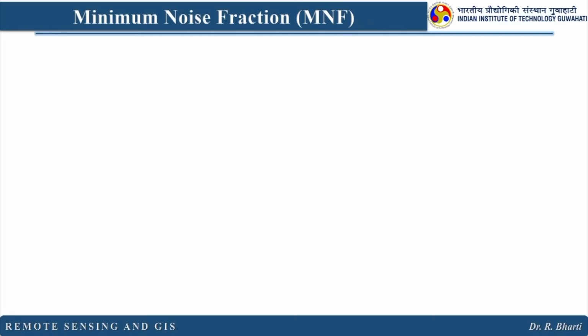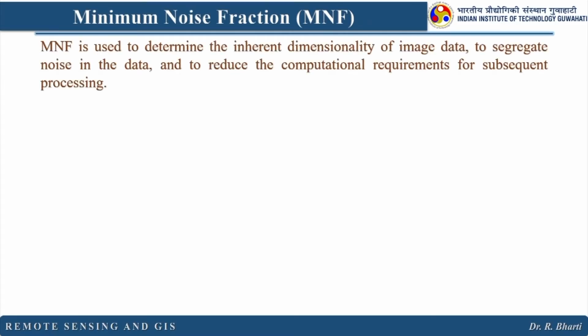Let's start with MNF. MNF is used to determine the inherent dimensionality of image data, to segregate noise in the data and to reduce the computational requirement for subsequent processing. Because if you remember the multispectral classification technique like minimum distance to mean, there we had only 4 bands. So the computation was very fast. It won't take even hardly 1 minute.